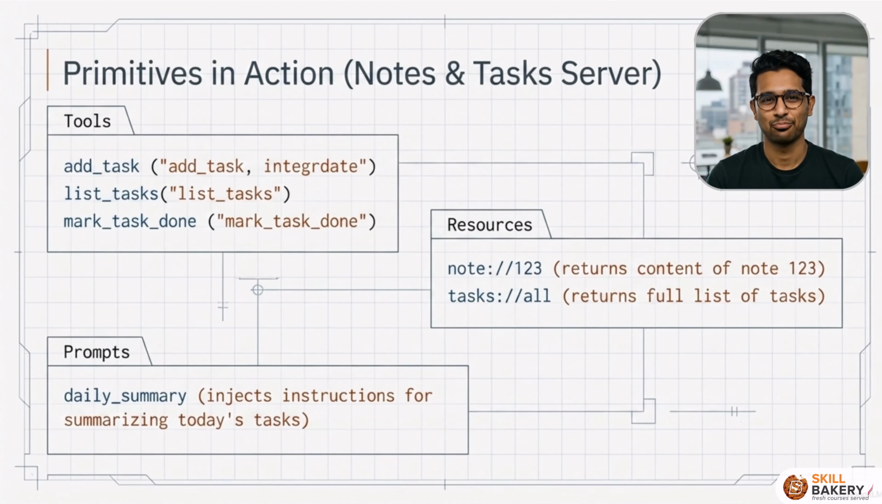What does this look like in practice? Consider a notes and tasks server. Tools would include functions like add_task or mark_task_done. Resources would be URI lookups like note://123, which returns the content of a specific note. Prompts would include templates like a daily_summary, which tells the AI exactly how to summarize the day's tasks.